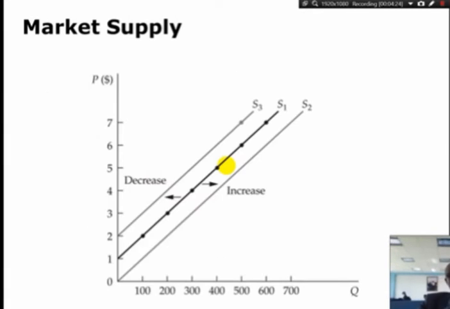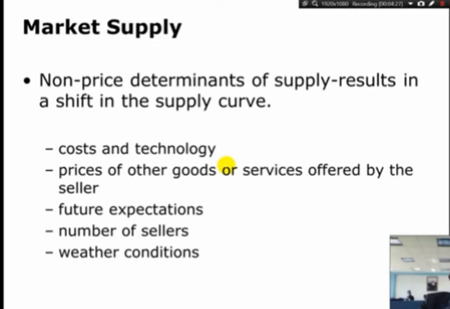What are the reasons that we have? Cost and technology. Let's say, for example, I produce tomatoes. Now we've got this new technology that makes growing tomatoes easy. I can supply more for the same price. Prices of other goods that are offered for the seller. Let's say, for example, I have to buy diesel and it's expensive. So now it becomes very expensive for me to produce, then I will produce maybe less.